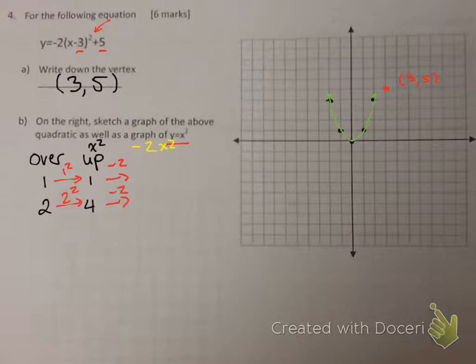Right? So if we multiply them by negative 2, 1 times negative 2 is down 2, and 4 times negative 2 is down 8. Right? So we can plot our points, over 1 down 2, over 2 down 8, and then we can sketch our parabola. So that's it. So graphing from vertex form involves the vertex and then the step pattern. Okay?